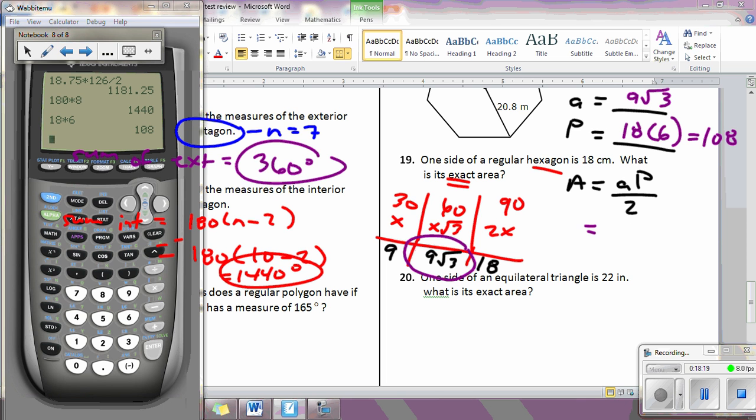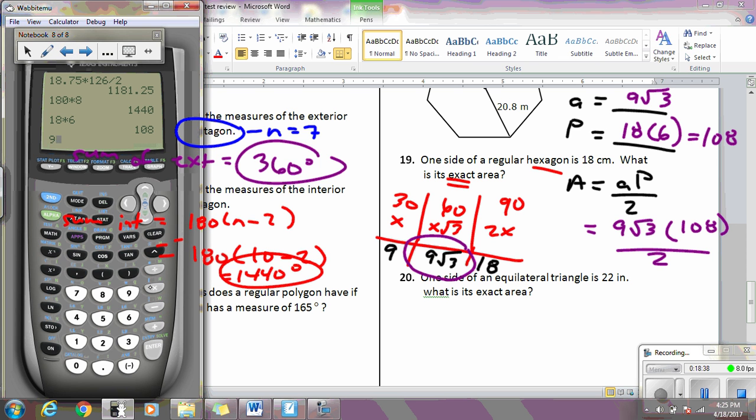All right, so now let's put everything in their place. So my apothem, 9 root 3, times my perimeter, 108, divided by 2. So when it comes to the calculator, the only things you're going to type in are the following numbers: 9 times 108 divided by 2. That's it. Notice I did not take the root with me in my calculation. You're not supposed to. Leave it alone.